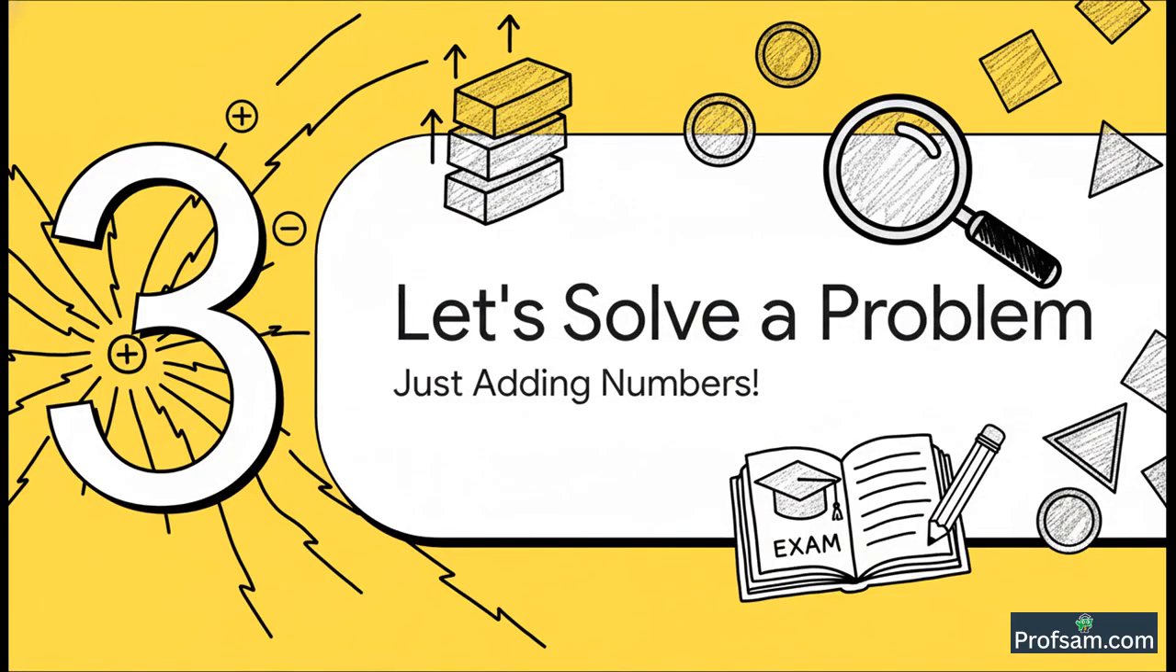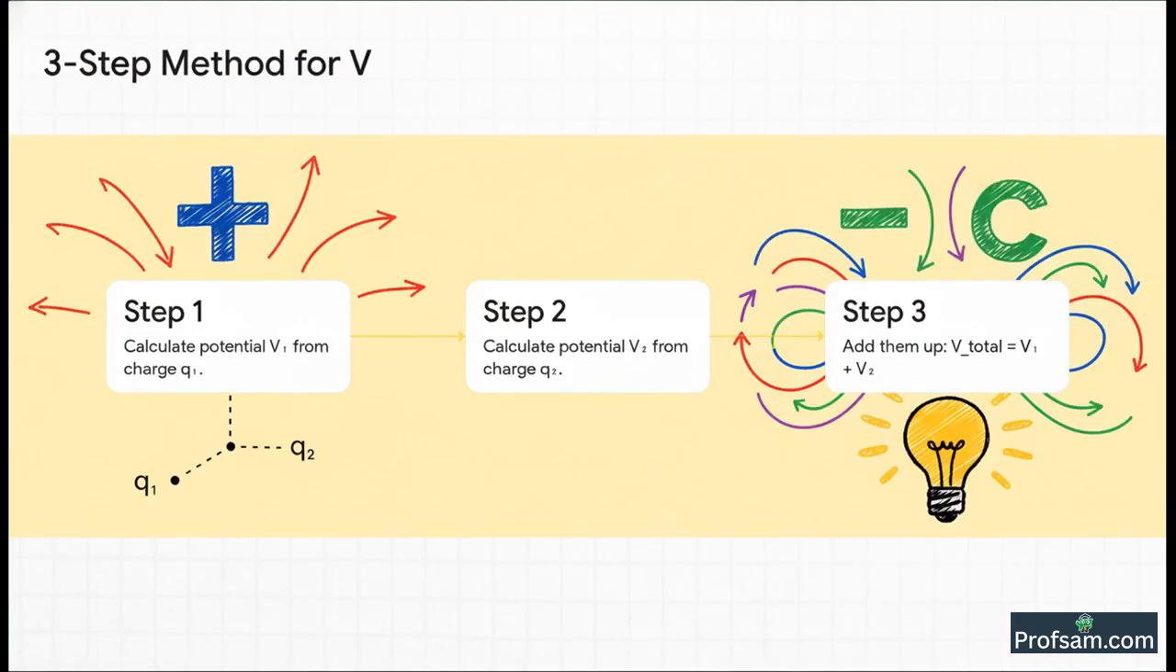Okay, theory is one thing, but let's see this in action. Let's solve a quick problem and you'll see just how easy this makes everything. I'm going to show you a simple method you can use for any question like this. It's a super simple three-step method. Step 1, calculate the potential from the first charge. Let's call it V1. Step 2, do the same for the second charge. We'll call that V2. And step 3, you guessed it, just add them up.